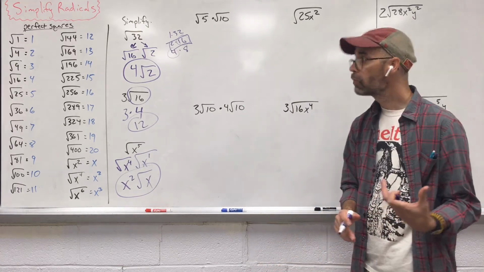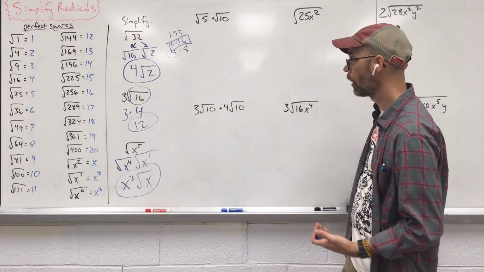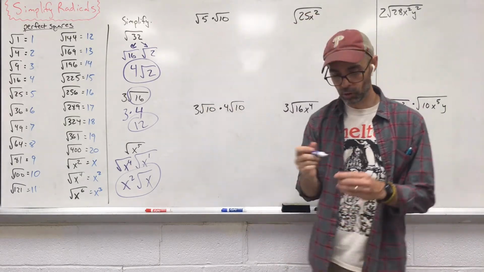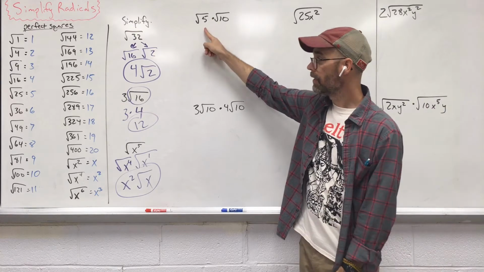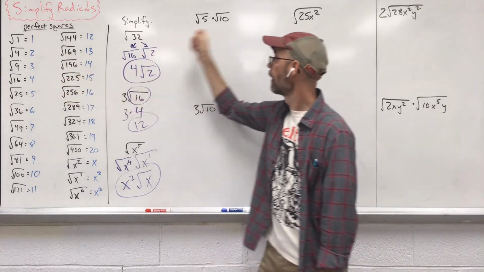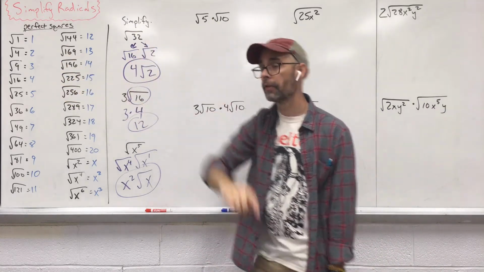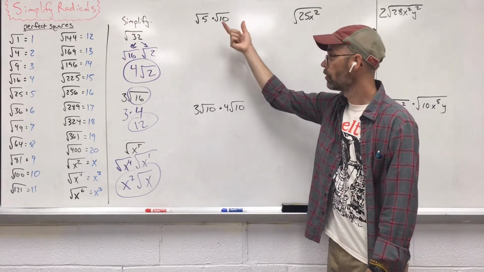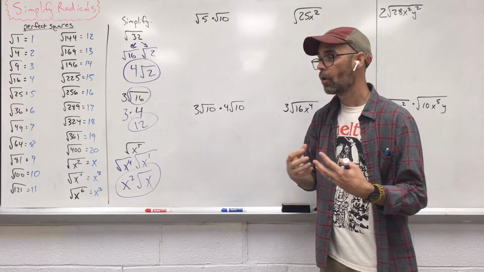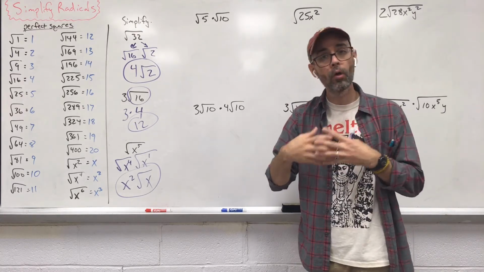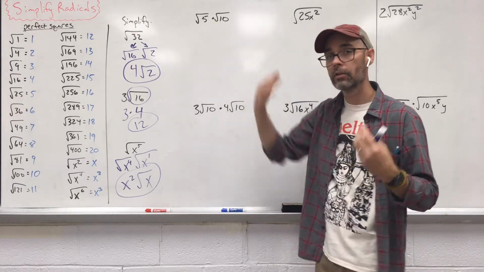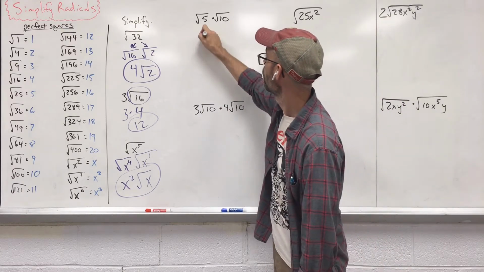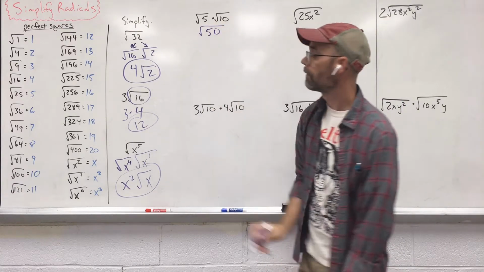All right, what if we happen to have more than one radical being multiplied together? This 5, it's not perfect. The 10 is not perfect. Whenever you have two radicals being multiplied together, we need to put them together. We need to multiply them together. That dot in the middle says multiply, so let's multiply. 5 times 10 gives me 50.